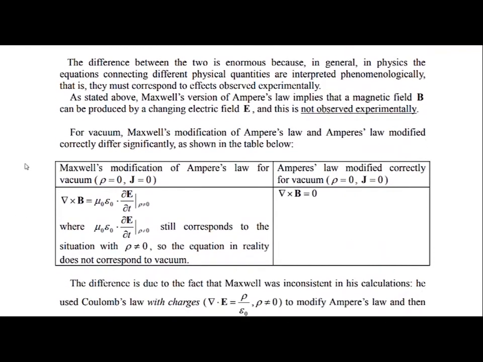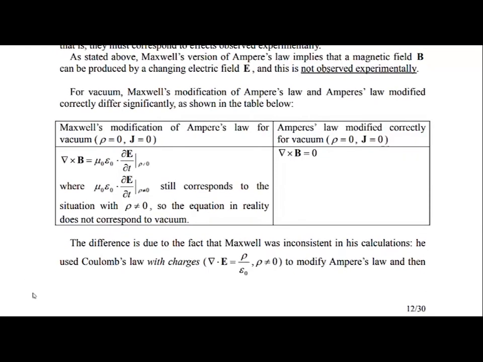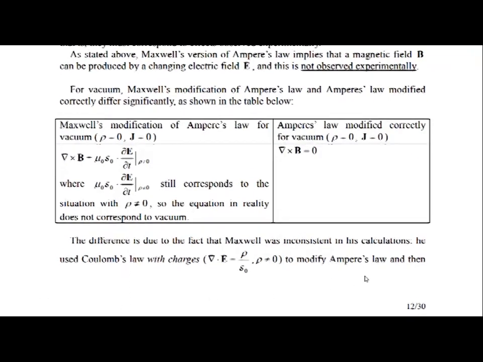So for the vacuum, Maxwell's modification of Ampere's law and Ampere's law modified correctly differ significantly, because in Maxwell's modification, if there are no currents available, no current density available, the equation implies that a pure electric field can exist without charges, and that can create a magnetic field. And in Yonel's modification of Ampere's law, the curl of the magnetic field is 0 when there are no charges present. When current density is 0 and charge density is 0, then the curl of the magnetic field is 0. The difference is due to the fact that Maxwell was inconsistent in his calculations.